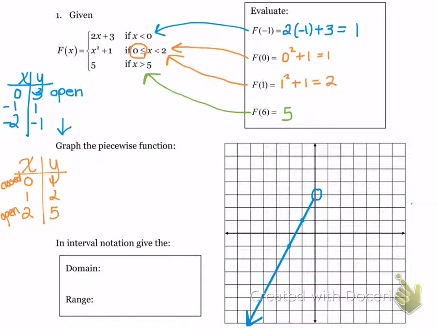So if I graph that, at 0, 1, it's a closed circle. And then at 1, 2, and then at 2, 5, it is also, no, it's open. Sorry about that. So it's an open circle. Now, this is a quadratic, so you have to make sure when you connect the points that it has that curve to it. It's a quadratic, but it's just a piece of this quadratic. All right, and then our last one.